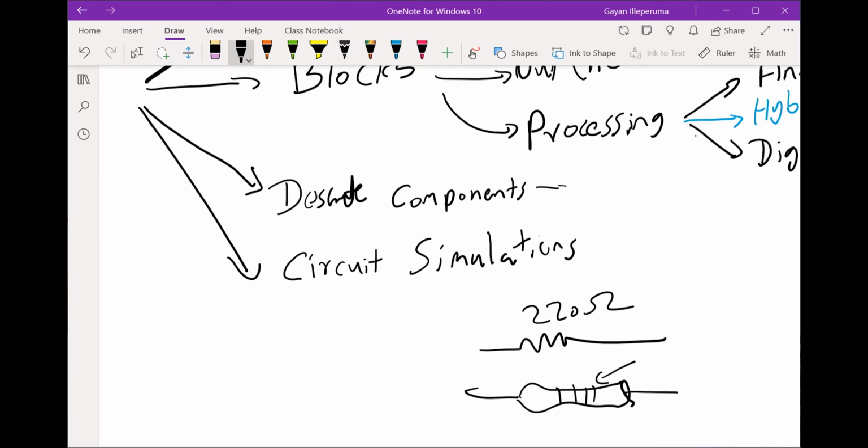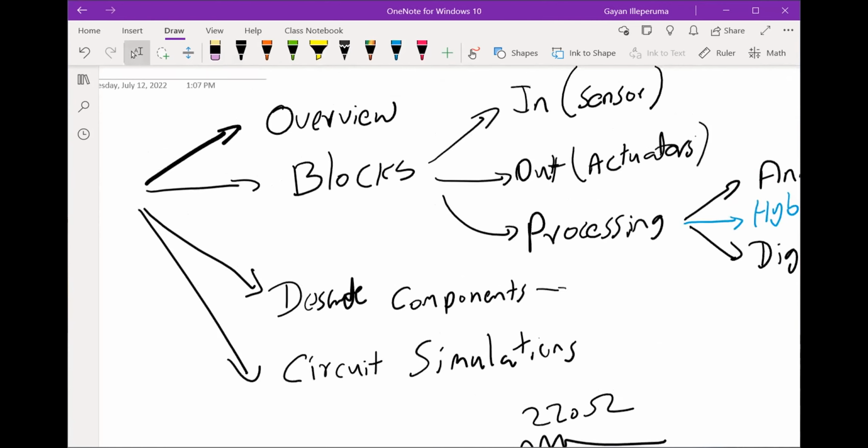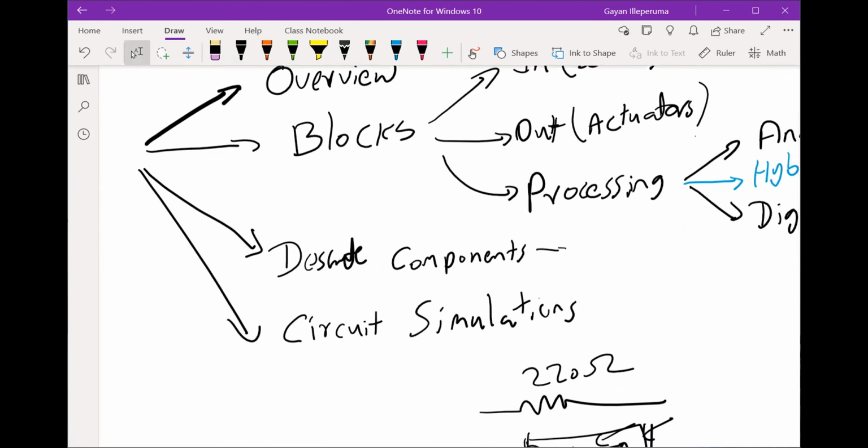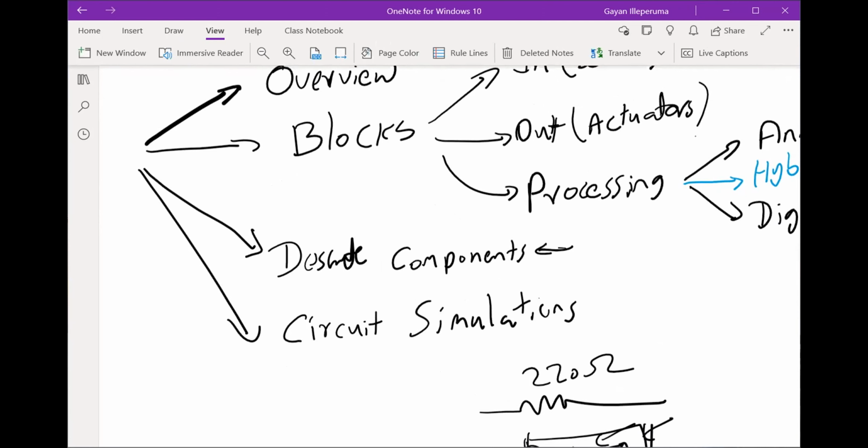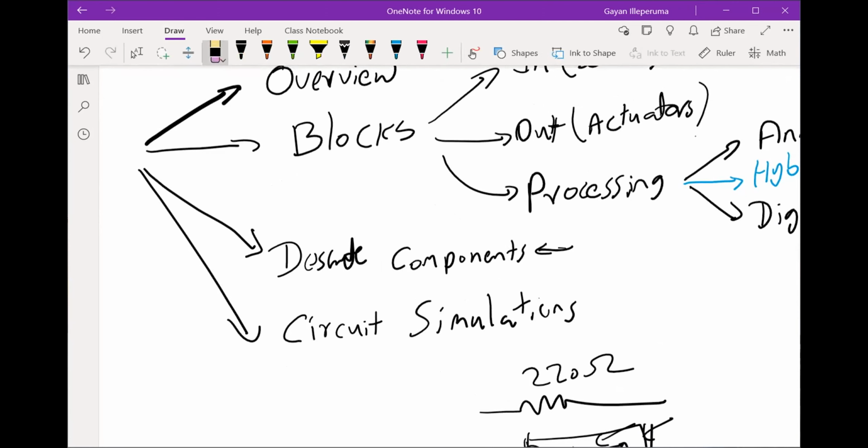In addition, you have certain other parameters like the wattage. Should I use a 1 watt resistor, 2 watt resistor? What types of resistors are available? Where are they used? Now, those things will not come into circuit simulation or blocks. We will discuss these things under discrete components. So when you are actually building the circuit, you will know what type of components to use and why you are using them.